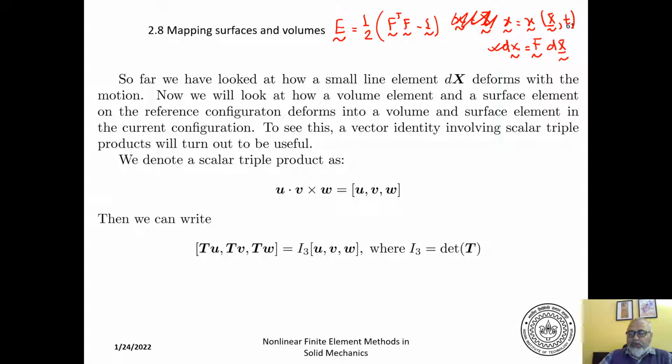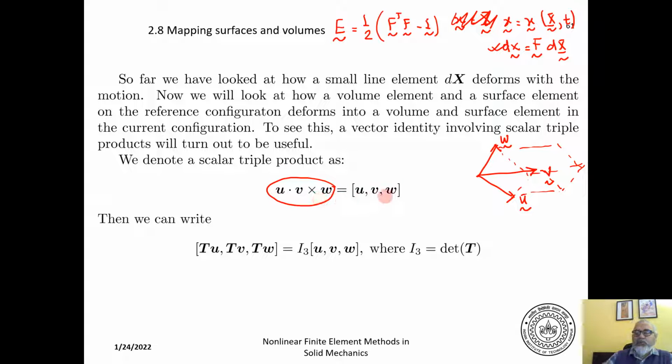Now, we are going to look at how volumes map. So, how do we connect volumes in the reference configuration to volumes in the deformed configuration? To do that, we first have to recall a couple of results. So, if a volume is defined by three vectors, let's call them u, v, and w, the volume that we are talking about is a parallelepiped formed by these three vectors u, v, and w. Then this volume can be represented by the triple product of these three vectors.